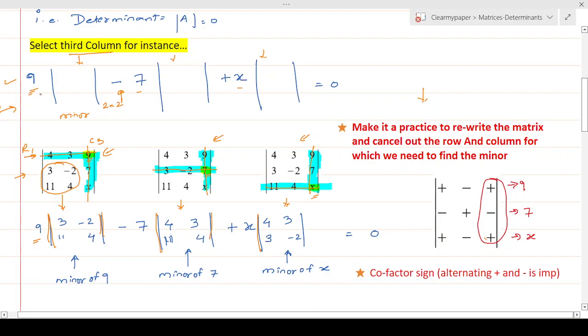And in this case, since we have taken the third column to compute the determinant, we know that the signs are going to be alternating. So it's going to start with plus, followed by minus, and then plus. And I've also written the elements with the coefficients here so that you don't get confused. That means 9 is going to have a plus, so it's a plus here. 7 is going to have a minus, I've already put the minus here. And x is going to be plus, x has a plus value.